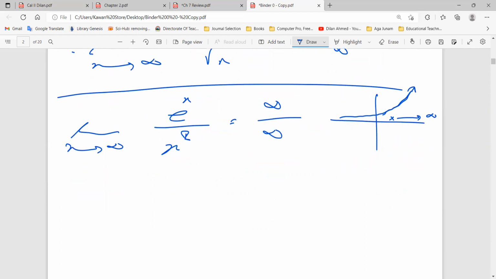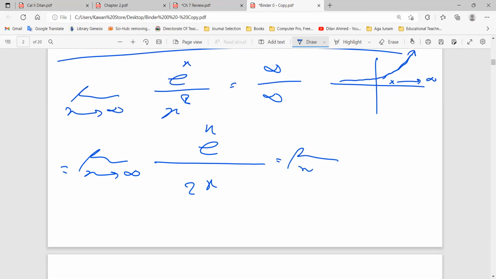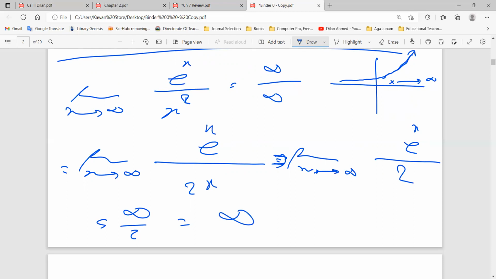So again, we are going to use what? Derivative. So 2x e to power x. And I am sure that if I substitute, again, I will get what? Infinite over infinite. So the second time, x equal to infinite, I will get e^x over 2. Now e to power x is infinite over 2, which is equal to infinite. And that is it.